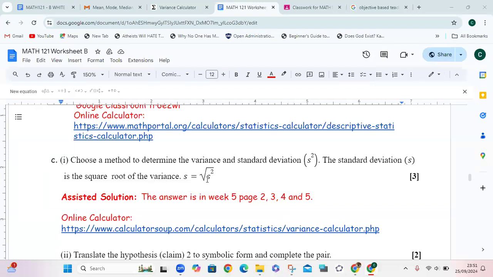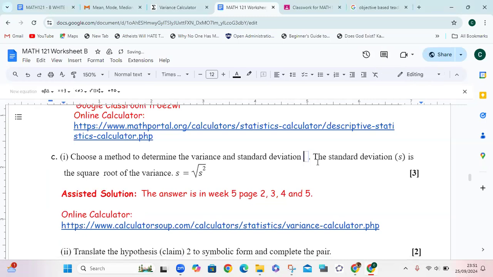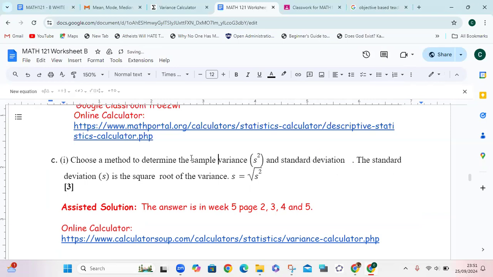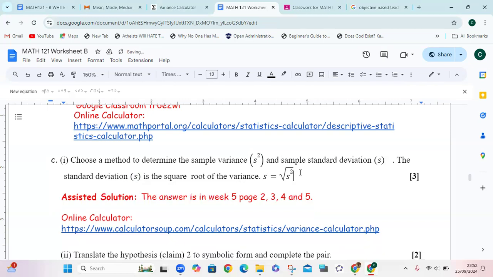As indicated, the symbol for variance, or better said, sample variance, is S with a square on top of it. So when you see this symbol, you've got to say sample variance, and S by itself is the symbol for sample standard deviation, because there's such a thing called population variance and population standard deviation, which of course have different formulas.